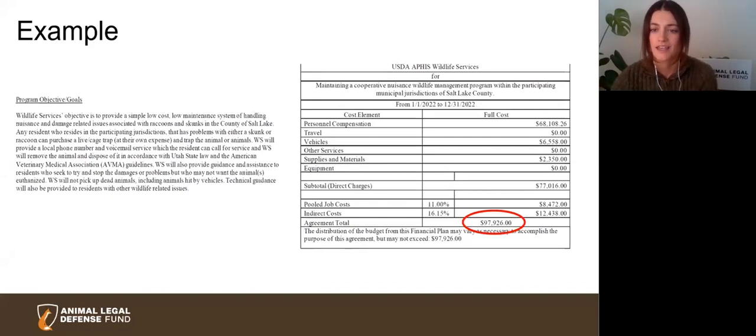So basically what this is saying is that any Salt Lake resident that doesn't want skunks or raccoons in their yard can obtain a trap, trap them, and call on Wildlife Services to dispose of them, no questions asked. Further down on the report, there's a really vague breakdown of their budget, which totals just under $100,000, but it also notes that distribution of the budget may vary as necessary. What this report did not include is the number and type of animals killed.